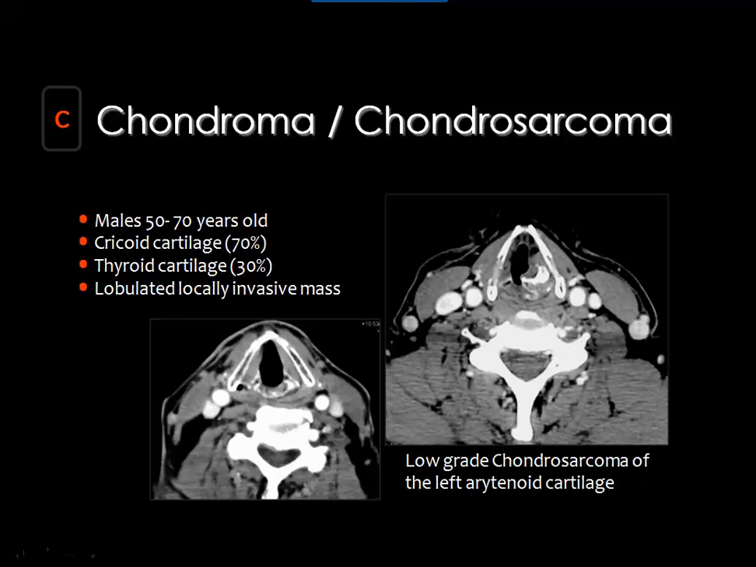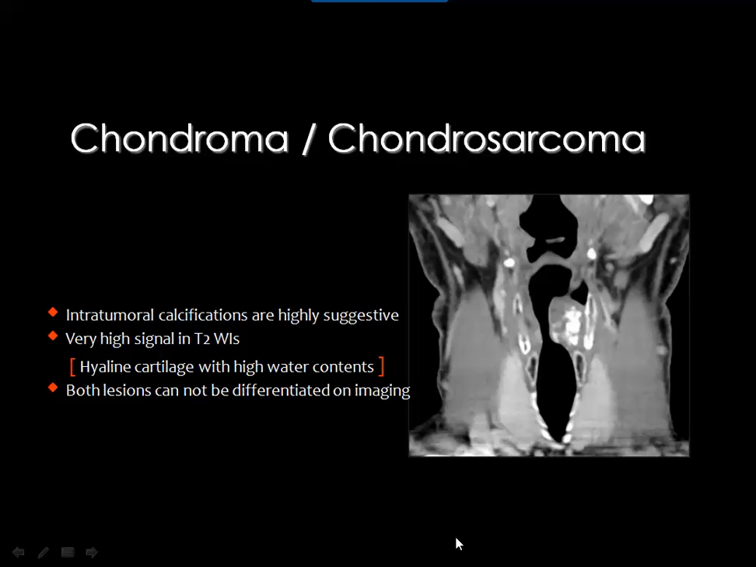Because of the presence of a lot of cartilage in the larynx, you may get chondroma and chondrosarcoma. And these lesions are usually or more commonly affecting the cricoid cartilage, following the thyroid cartilage, and less commonly the arytenoid cartilage, as you can see in this particular case, with a lesion infiltrating the region of the cricoid cartilage with matrix calcification, and this was proved to be a low-grade chondrosarcoma of the left arytenoid cartilage.